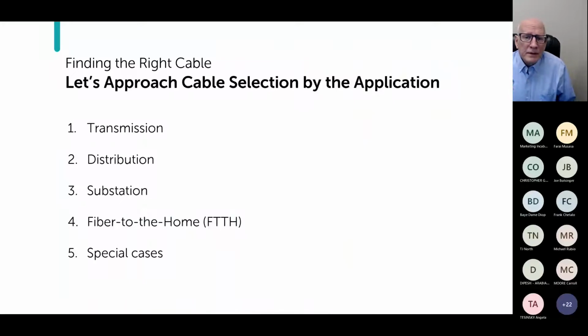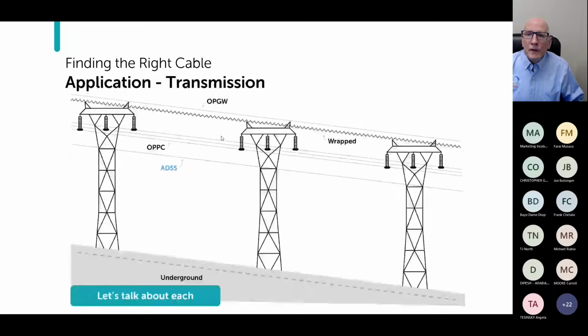So I decided to take the approach of doing this by application. It just seemed to be a convenient way to organize it. So we will talk about transmission projects, distribution projects, substation projects, fiber to the home, and some special cases, because each project type has its own requirements. And so some cables are better suited for one application versus another. So first up is transmission. In the transmission realm, you've got OPGW, you've got OPPC, you've got ADSS, you've got wrapped cable, and you've even got underground cable. So let's talk about each in this application.